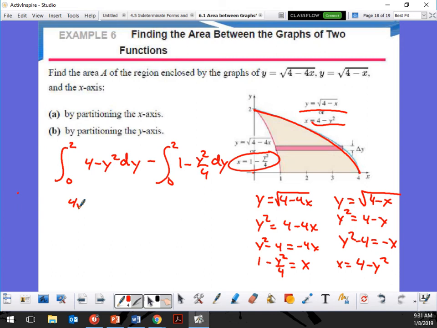So 4y minus y cubed over 3 from 0 to 2. And this is going to give me y minus y cubed over 12 from 0 to 2. All right, calculate this part.